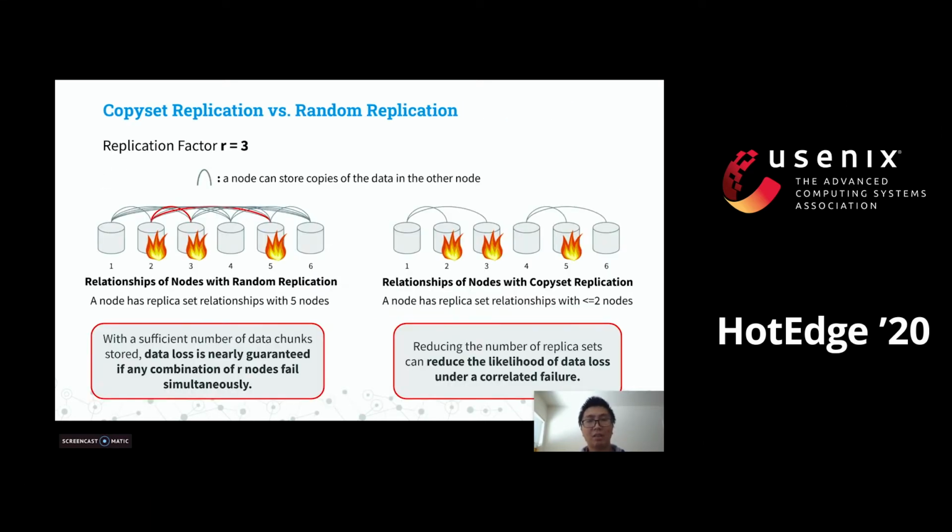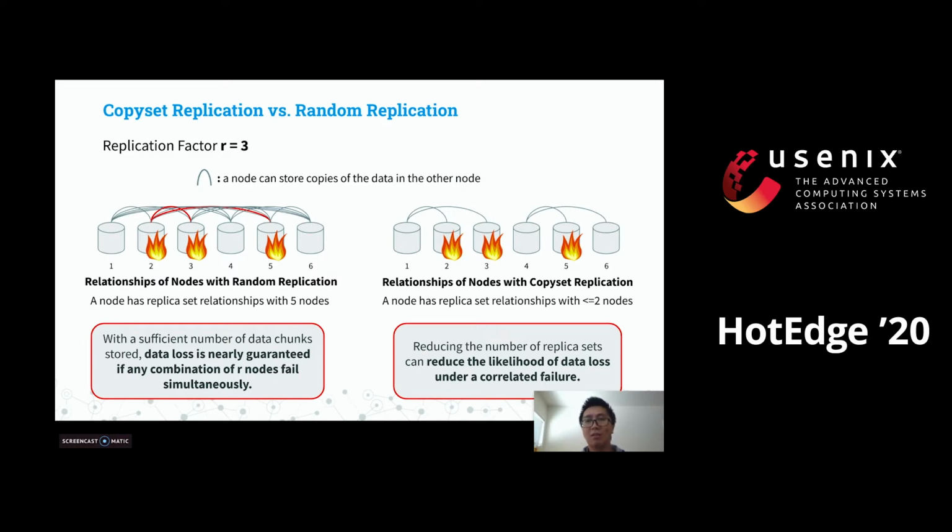With three-way replication, when using the random replication schema, each piece of data stored in the cluster would have 3 copies on 3 different data nodes, but because of the large number of data chunks stored in the cluster, any combination of 3 nodes that fail simultaneously would likely cause a data loss. That is because each data node under this schema would have replica set relationships with all of the other nodes.